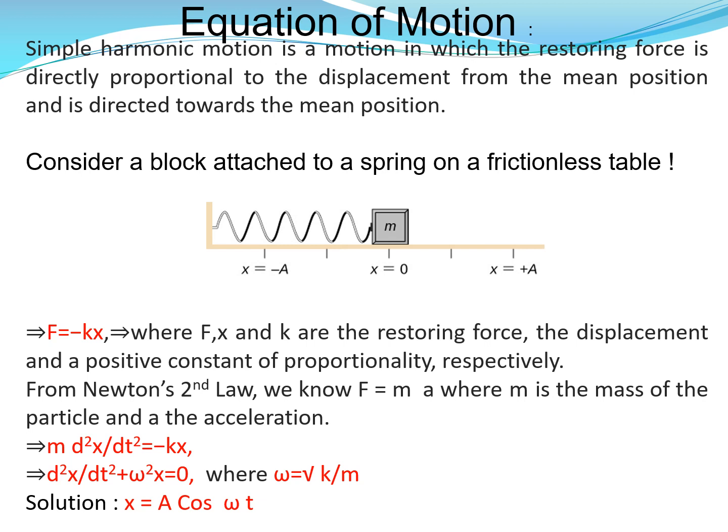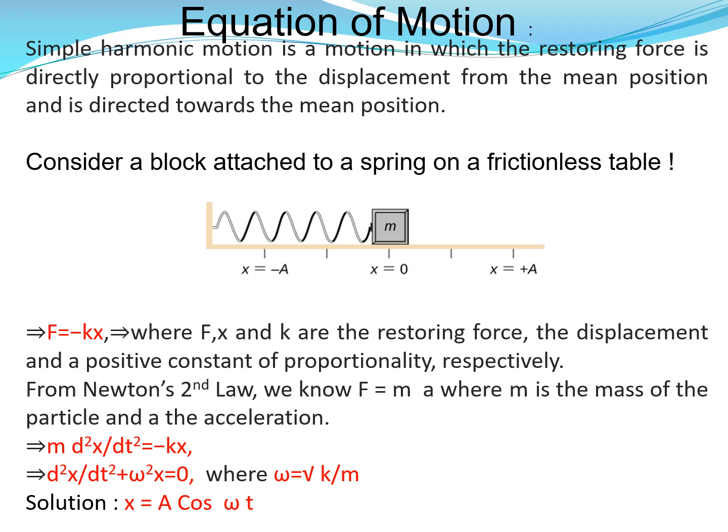Now, how do we derive the equation of motion for a simple harmonic case? We know that simple harmonic motion is a motion in which the restoring force is directly proportional to the displacement from the mean position and is directed towards the mean position. Now consider the best example, the spring mass system. A block is attached to a spring on a frictionless table. Now, the spring gives a restoring force to the system and it is equal to minus kx, where k is the spring constant.